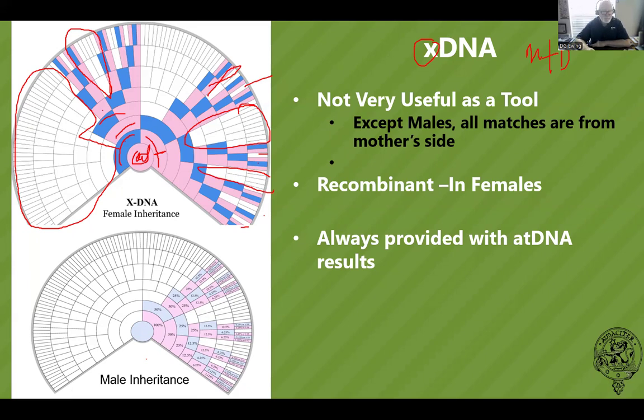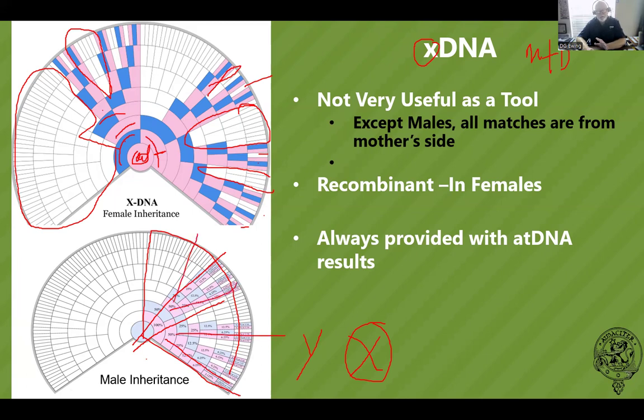a guy. And since on the 23rd pair, we only have 2 chromosomes, an X and a Y, if our match matches us on our X, we're pretty certain then we can look in our mother's tree to find out who the common ancestor is. Okay, but beyond that, you can't really use it to determine, is it this leg, that leg, or that leg. You just know that it's somewhere in your mom's side that you're probably related.